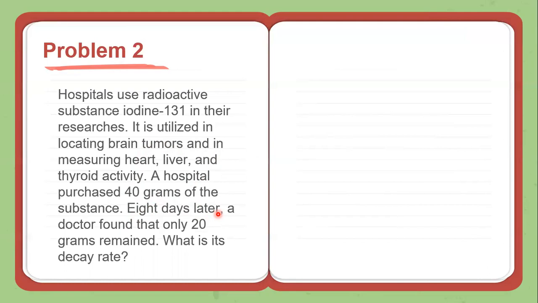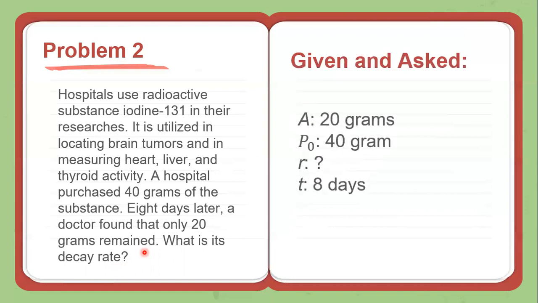So obviously, the problem is asking us the decay rate. So we can also deduce this from obtaining the given and ask. So we have 20 grams as the amount after a certain period of time, which is 8 days. And we have the initial amount of this radioactive substance as 40 grams. So from 40 grams, it decreased from 20 grams, which clearly indicates that it is an exponential decay problem.